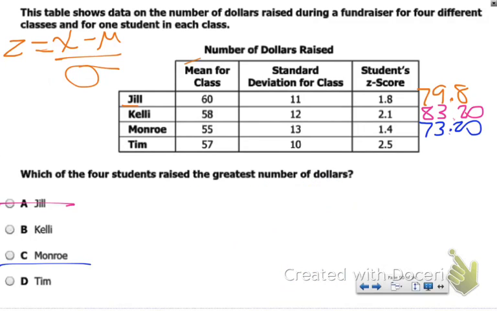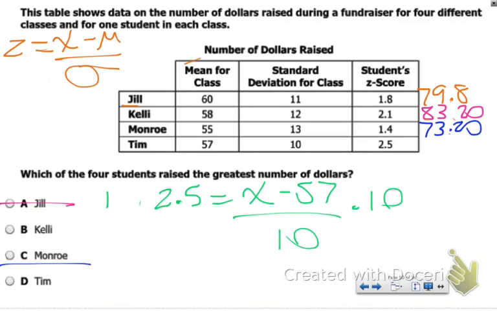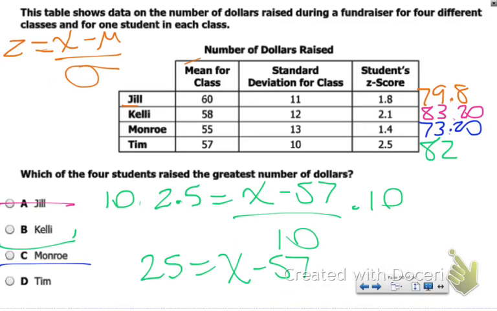Okay, and for Tim we have z-score of 2.5, mean of 57, and standard deviation of 10. Go ahead and multiply by 10 on both sides. We get 25 equals x minus 57. Add 57 to both sides, and we get $82 even. So the person that sold the greatest number of dollars was Kelly.